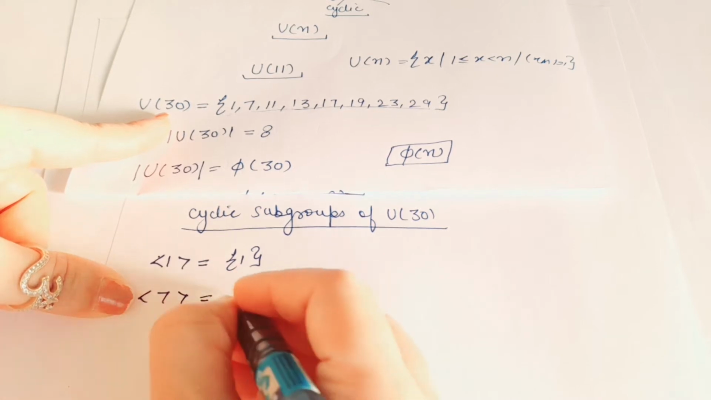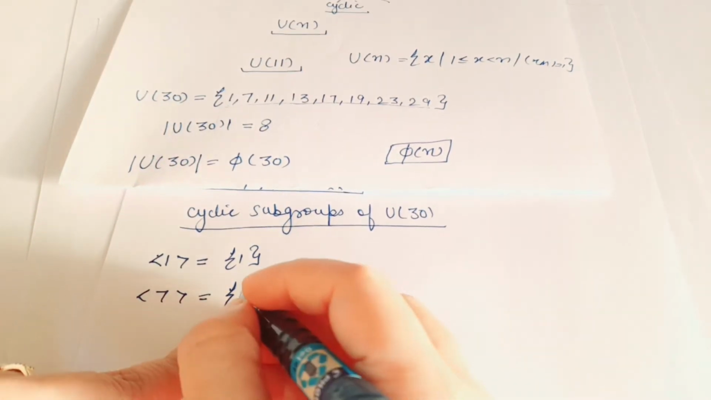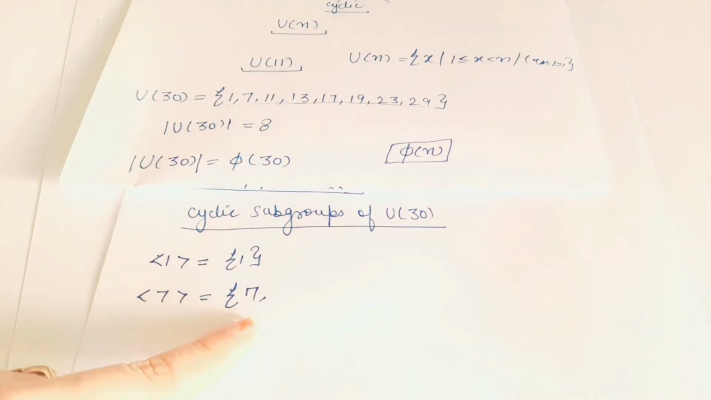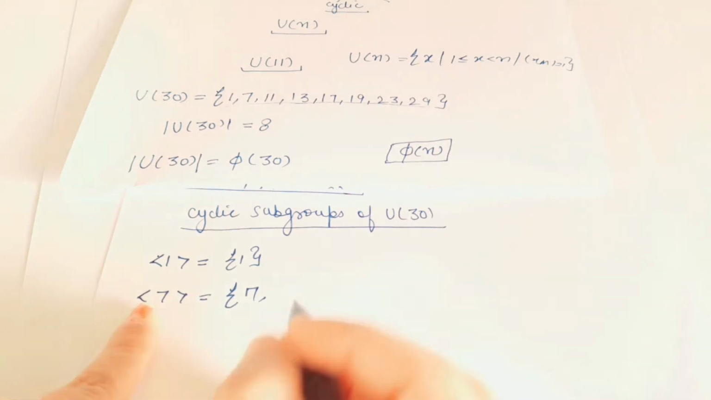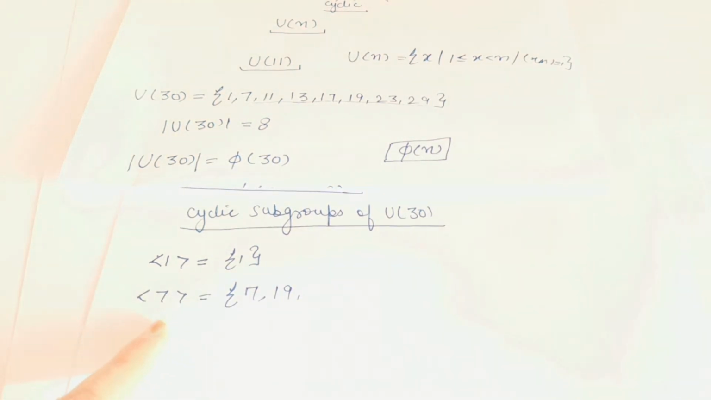Now we will take 7. Okay, so now we will operate 7 1 times and divide by 30. You will get remainder 7. Now operate 7 2 times. 7 sevens are 49. Okay, then divide by 30. You will get 19.